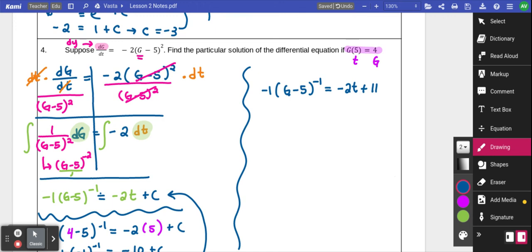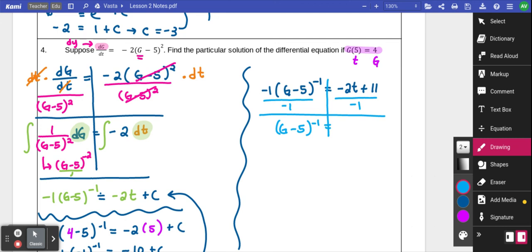Now I want to get g by itself. So I'm going to go ahead and start by dividing by negative 1 on both sides. So I'm going to have (g minus 5) to the negative 1 power equals, I'm going to divide both of these by negative 1, so I'm going to have 2t minus 11. Now, a negative 1 power really means division. So this really means 1 over (g minus 5) equals 2t minus 11.